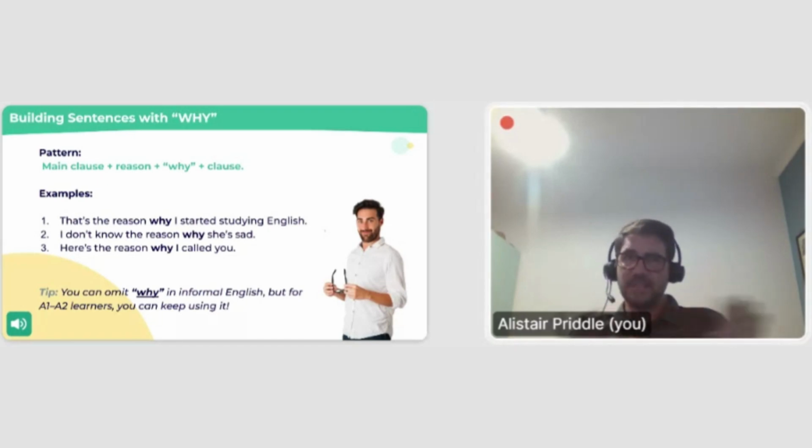Now there is a tip at the foot of the page. It says you can omit why in informal English. But for A1 or A2 learners, we recommend you keep using why until you are confident with its use. Okay, guys, so keep using why. That's our tip.